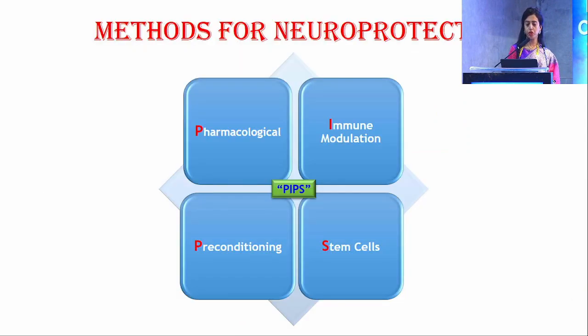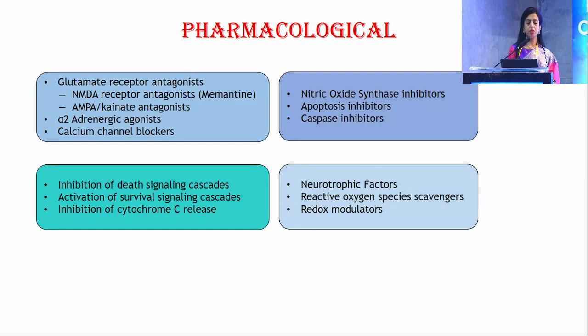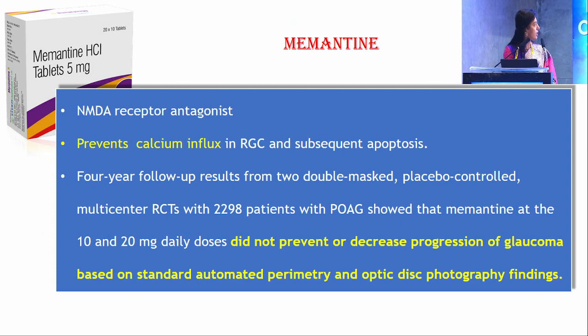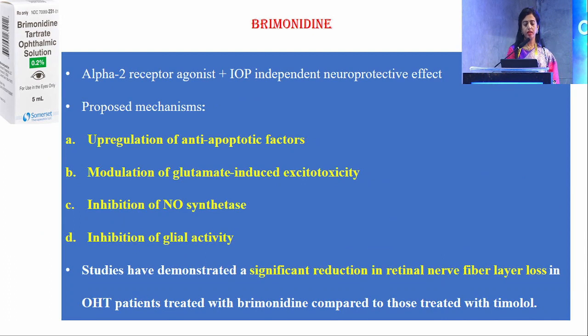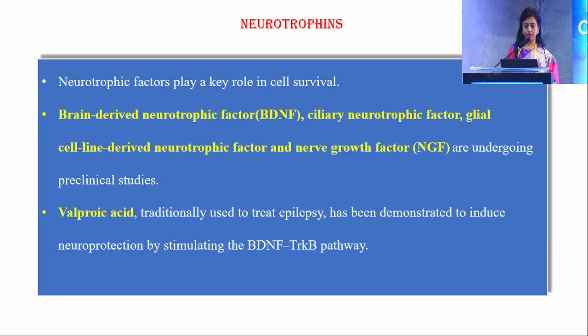These are a few of the methods of neuroprotection, again with a mnemonic, PIPS: pharmacological, immune modulation, preconditioning and stem cells. Pharmacological: we have memantine, a glutamate receptor antagonist. This prevents calcium influx in the retinal ganglion cell and subsequent apoptosis. Brimonidine causes upregulation of the anti-apoptotic factors and inhibition of nitric oxide synthase. There are also neurotrophins like brain-derived neurotrophic factor, ciliary neurotrophic factor, and nerve growth factor. They are still in trials.